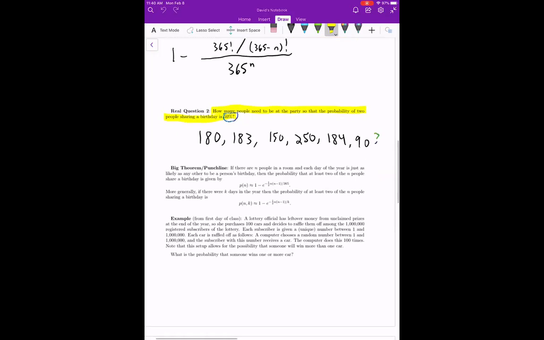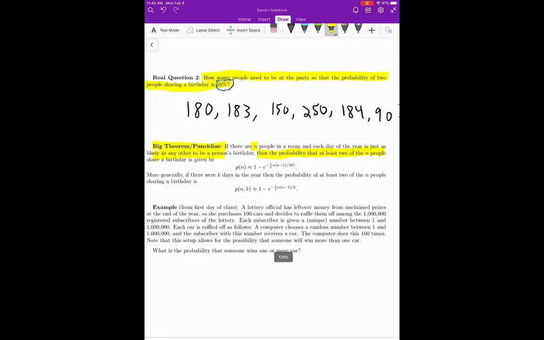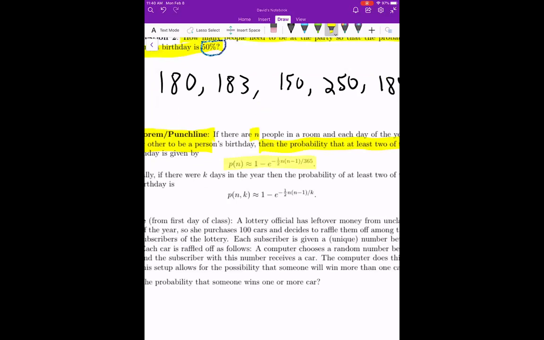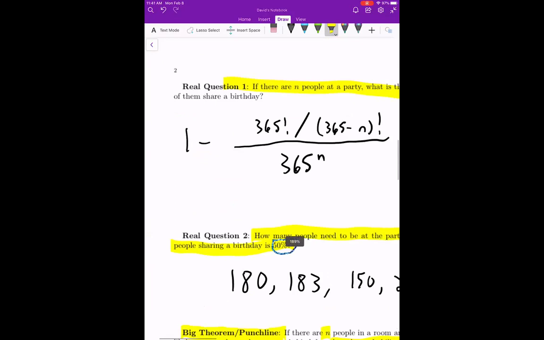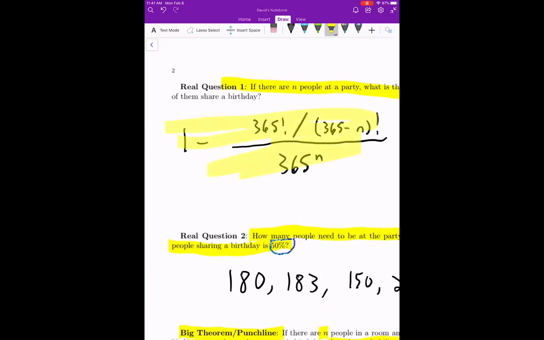Okay, so here's the big punchline of this section. If there are n people in a room, each day of the year is just as likely as any other, the probability at least 2 people have the same birthday. Now, this is not obvious at all here, but I'm just going to assert it to you as a theorem. The probability of n is 1 minus this exponential. So what I'm claiming here is that this 1 minus exponential thing is basically this. I'm claiming those are approximately the same thing.